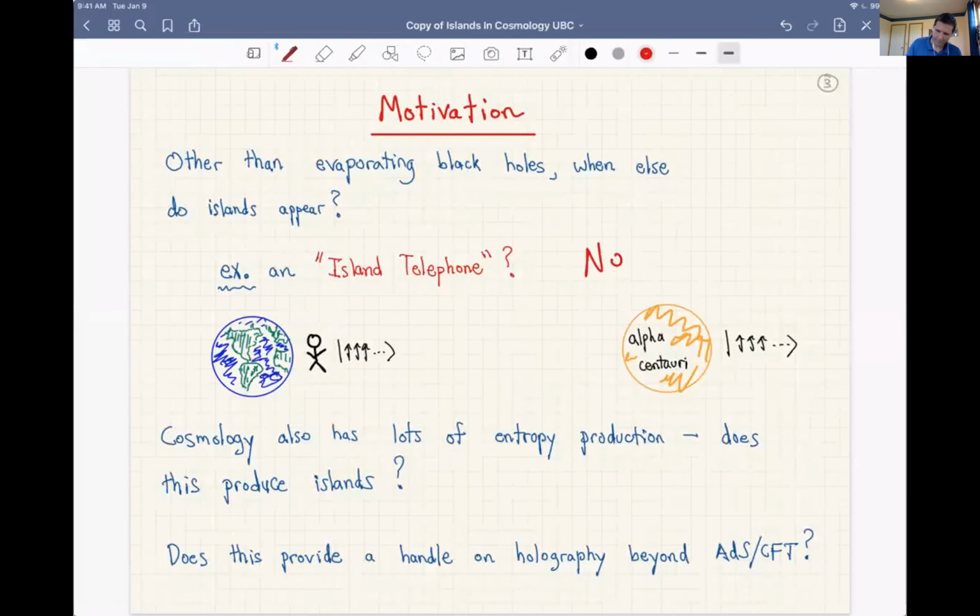No, there's no island telephone. We're going to understand exactly why that's impossible, what prevents it. In the process, we're going to derive some general constraints on when islands can appear, what sorts of spacetimes we expect them in.